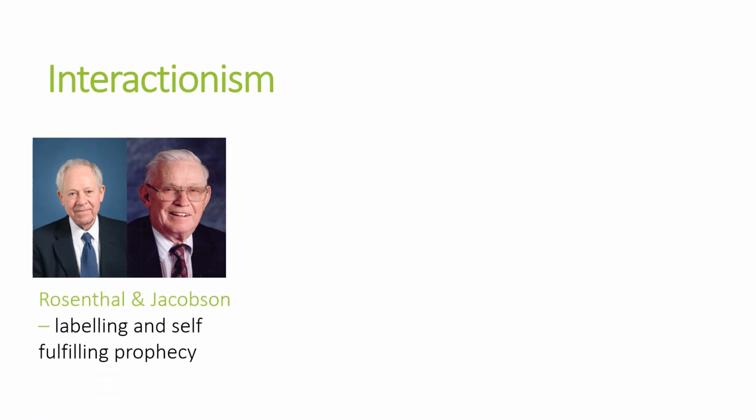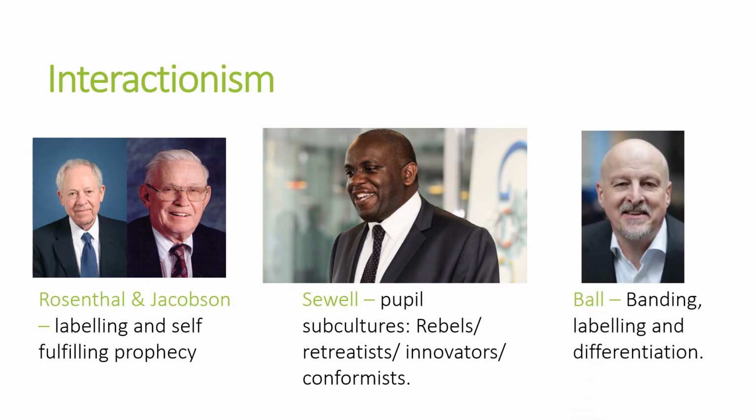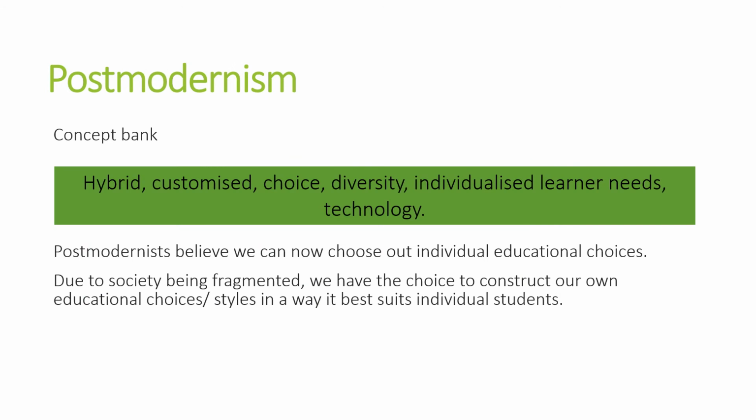In interactionism, two key thinkers, we've got Rosenthal and Jacobson. So labelling and the self-fulfilling prophecy is a real key area of interactionism. Sewell, as I mentioned, looked at the different types of pupil subcultures that he observed, and also Rutter. Oh, we haven't got Rutter on here, but Rutter's really good. He talks about how we spend 15,000 hours in education and how important the experience of education is. But here we've got Ball talking about banding, labelling and differentiation, so a bit of an extension of Rosenthal and Jacobson.